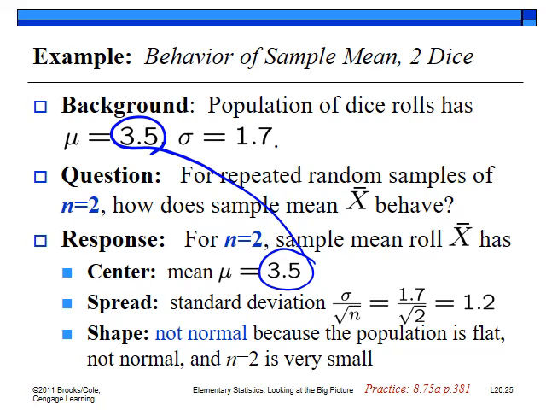n equals 2 is a small sample size. It's not big enough to use either of the other two criteria. Now, this isn't skewed at all, right? The tails are exactly the same, but we need a population of at least probably 8 or 10 for this to be approximately normal.